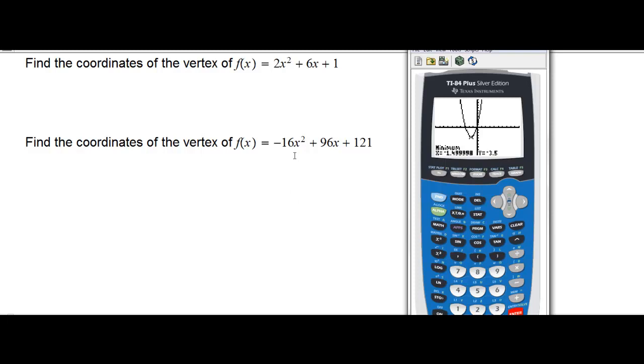Okay, so let's look at this one. We'll enter the function. So you have negative 16, then x squared, makes sense? Plus 96x. Now you know what? One second, let me just clear this all.